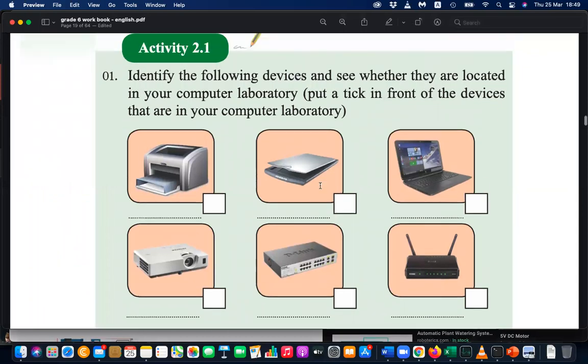Right, identify the following devices and see whether they are located in your computer laboratory. And put a tick in front of the devices that you have in your computer laboratory. Have you visited schools or not yet?